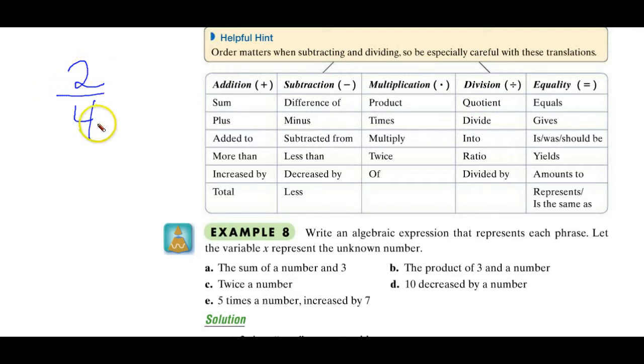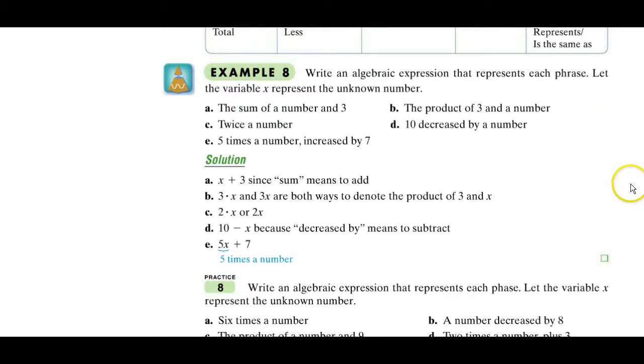2 divided by 4. 2 into 4. The ratio. 2 divided by 4. All of these. And then equal signs. Equals, gives, it was, should be, yields. We use that in chemistry a lot too. Amounts to, represents, is the same as. All of these would be translated into an equal sign. So let's look at our examples. And again, you will be practicing this.